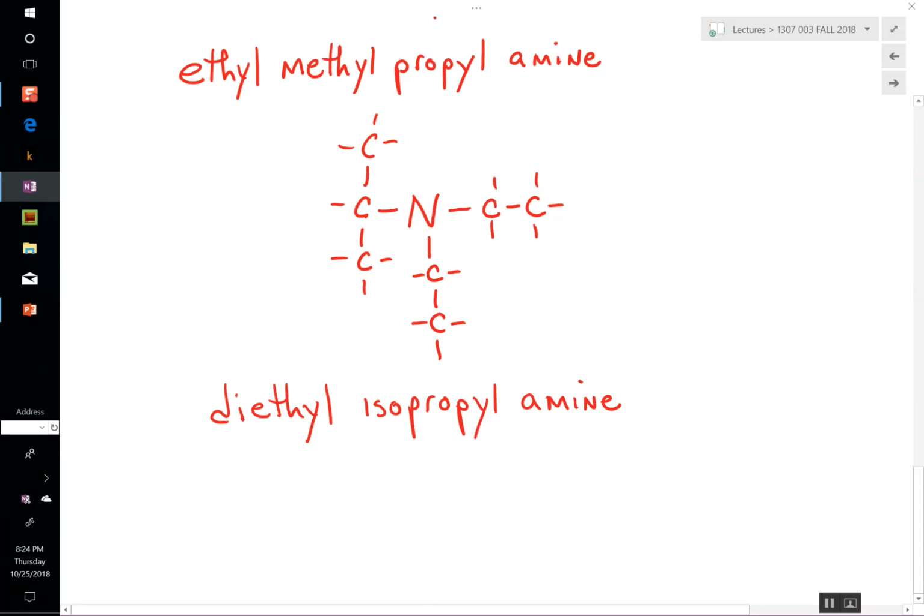Some organic chemists might even expand it more to some other substituents like butyls, secondary butyls, etc. I'm not doing that. I'm just saying, for the most part, if the substituent on there is 3 carbons or less, it's either an isopropyl, a propyl, an ethyl, or a methyl. If that's all you see around the nitrogen, then give it a simple name.